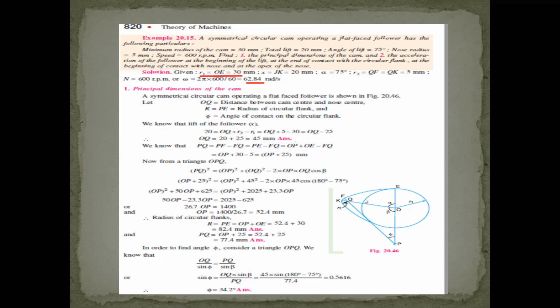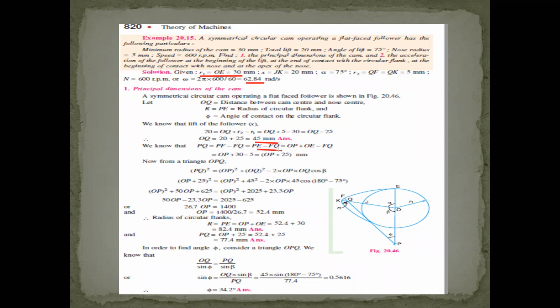Now the OQ value is 45. Just observe that. Now we are going to find PQ, which is also required. PQ means PF minus FQ. PF minus FQ is also written as PE minus FQ.